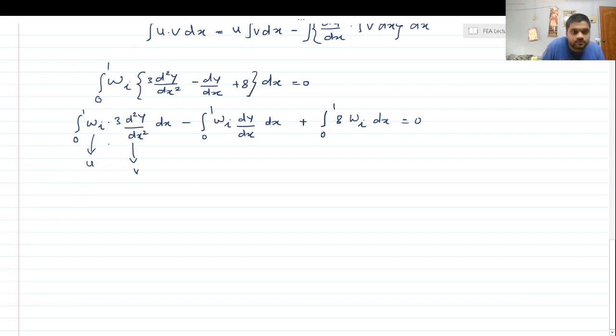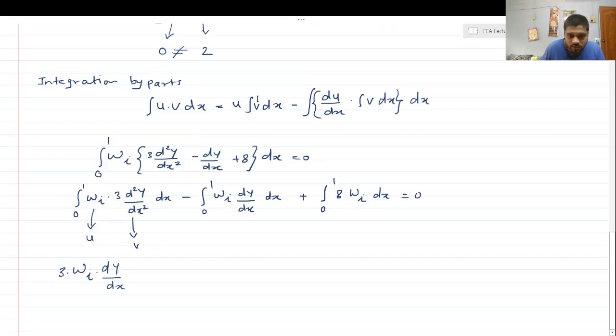So what I will write is 3 multiplied by w_i multiplied by the integral of v dx. This d2y by dx square is v. If I integrate this, what will I get? I will get dy by dx. And now, as you can see, being the first term, I solved this integral. Since it is a definite integral, this term has actually come out of the integration and I will apply the limits.